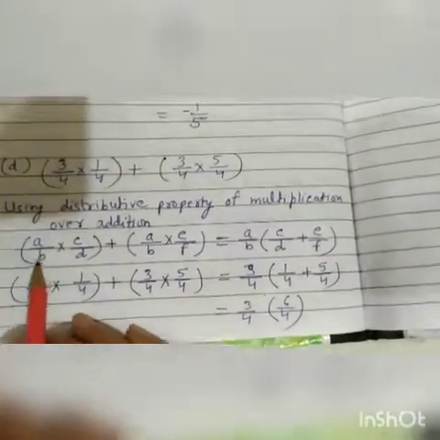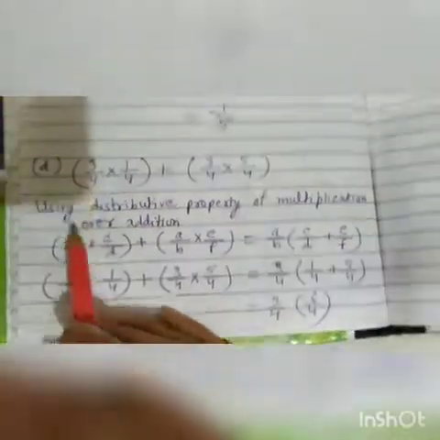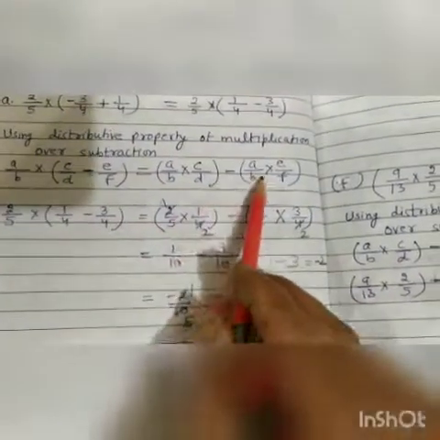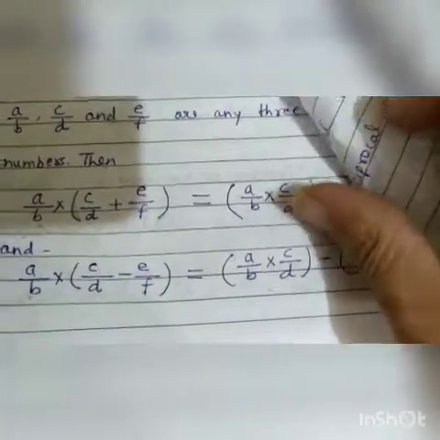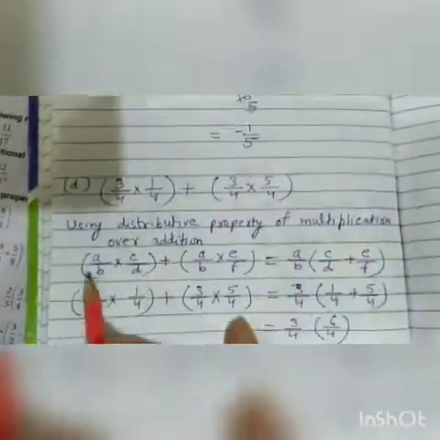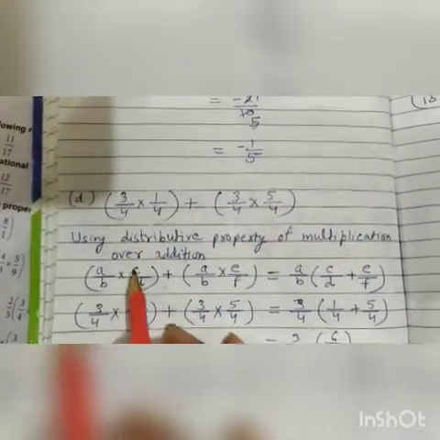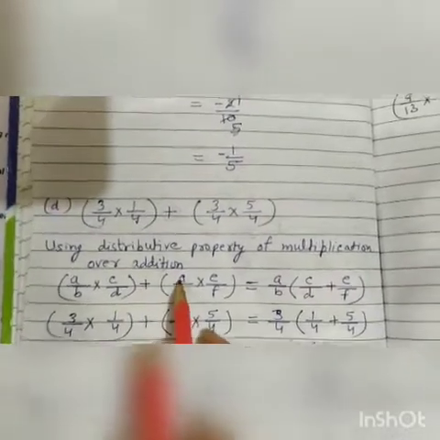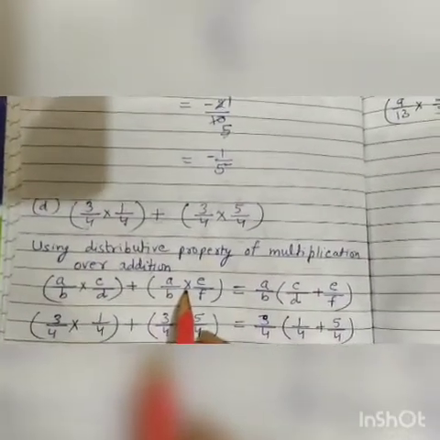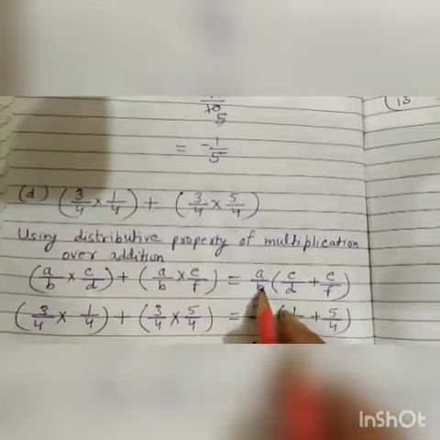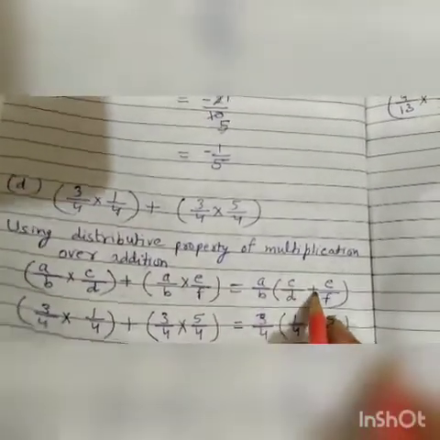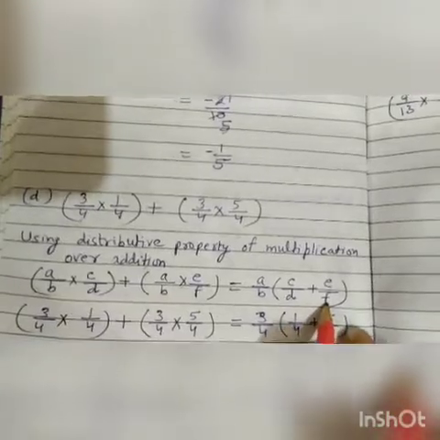First we will write the property. According to the property, now we will write this property from this side. See here. We will write from this side property. a upon b multiply c upon d plus a upon b multiply e upon f is equal to a upon b into c upon d plus e upon f.